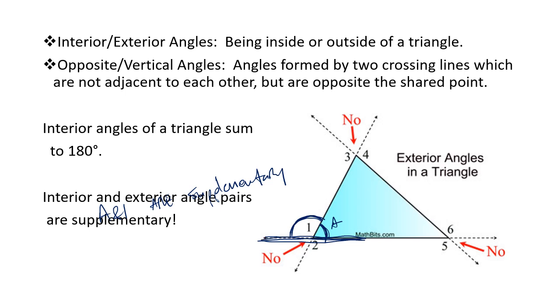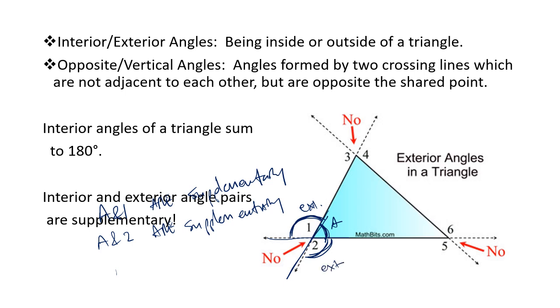Now we can also see, I'm going to undo that because I made that line a little bit bigger than I wanted it to be. So now we can also see that A and 2 are supplementary. And so now we can see over here, and they form this straight angle. And so 1 is exterior to the triangle, and 2 is exterior to the triangle, but this angle is not.